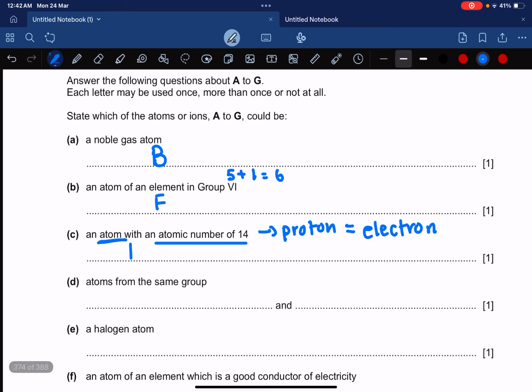How do I know D? Because I simply knew that the number of protons and electrons in an atom are equal.